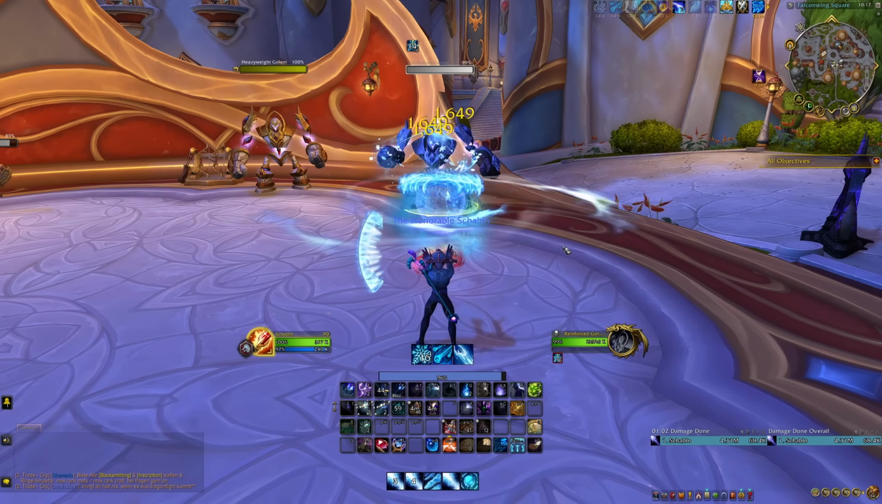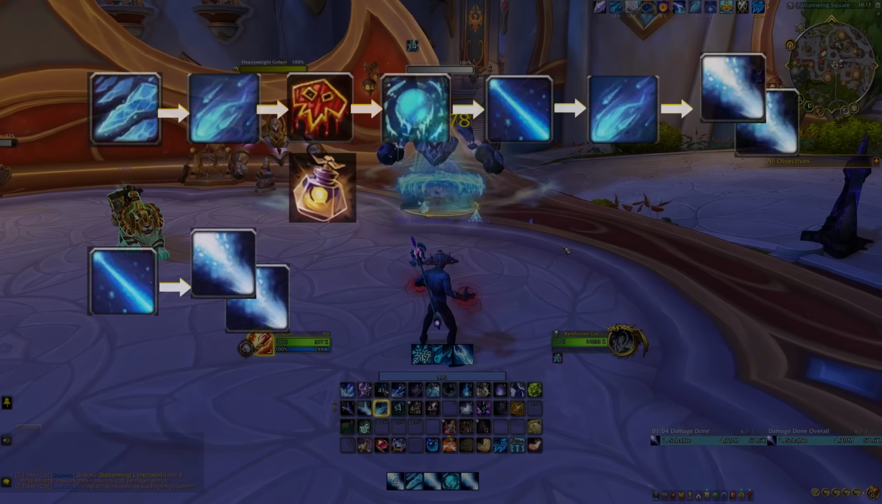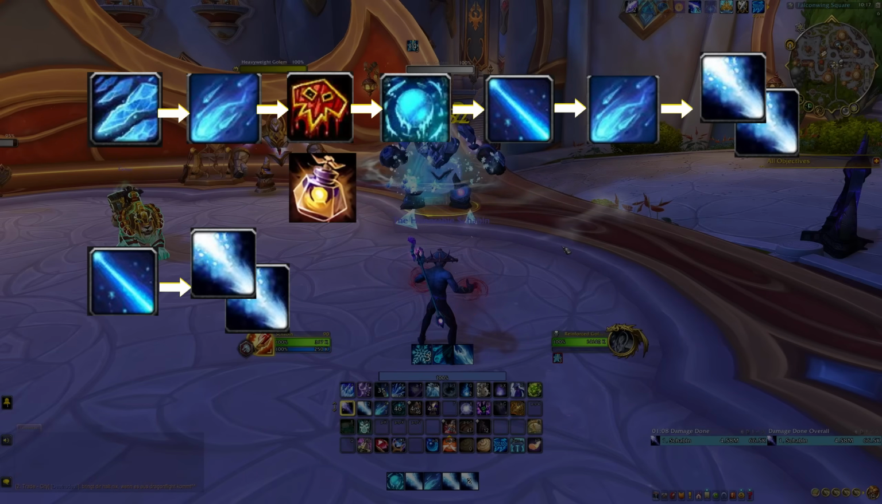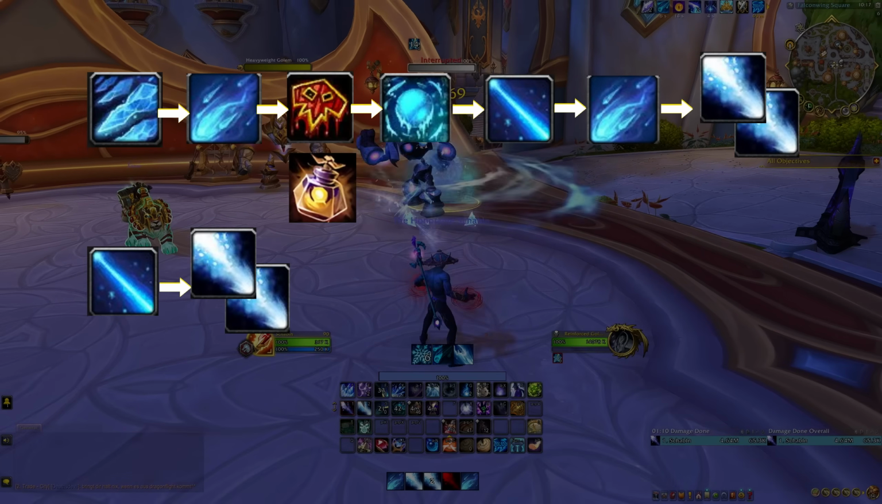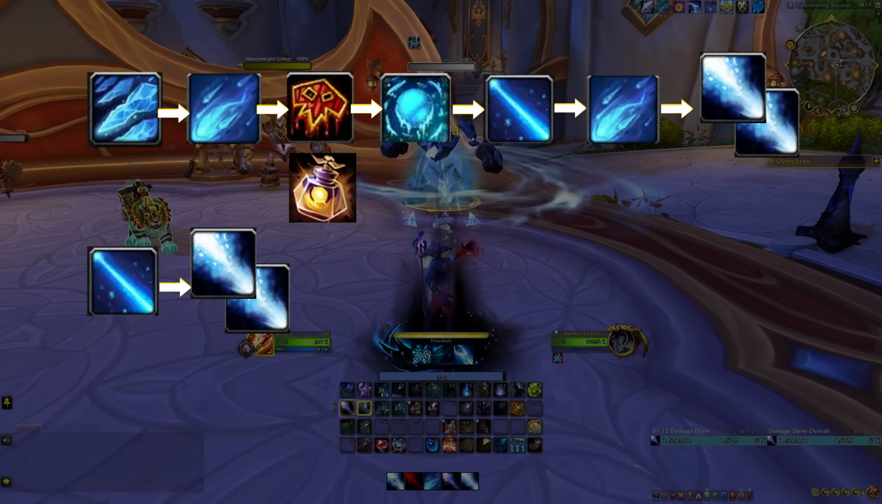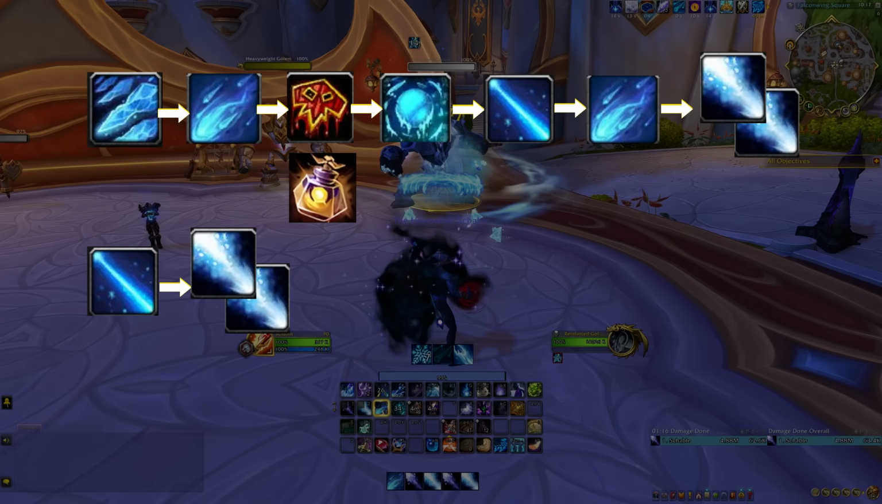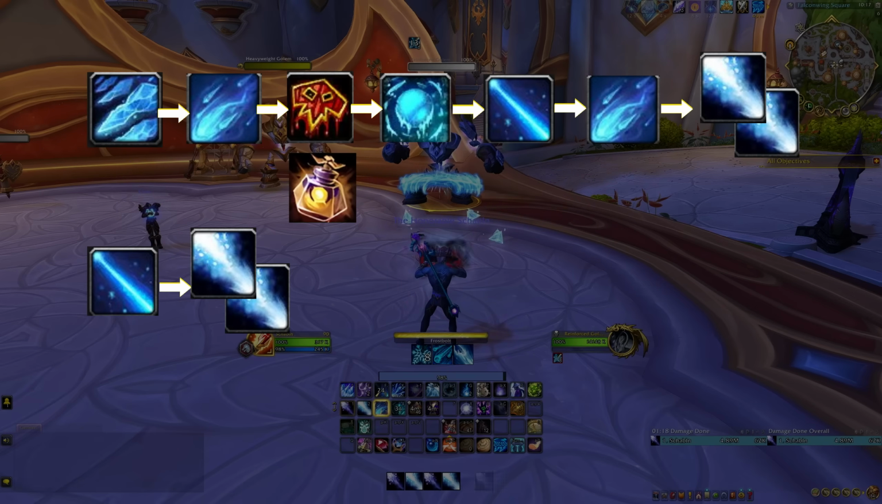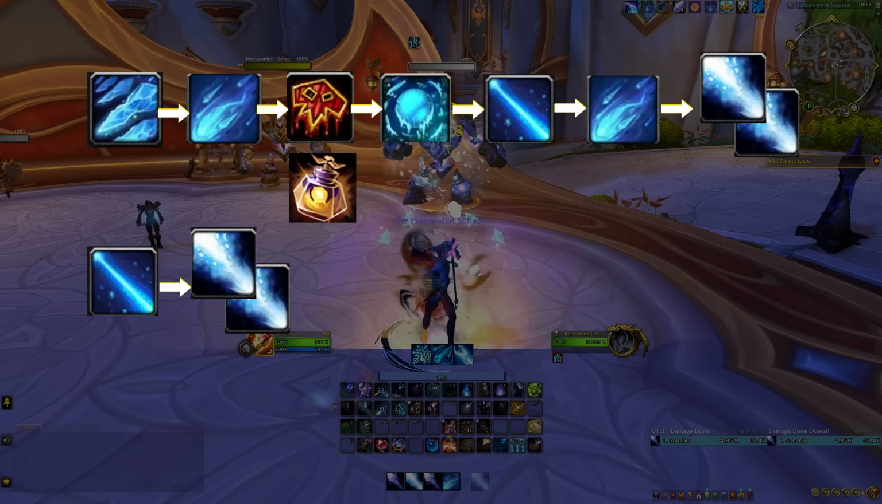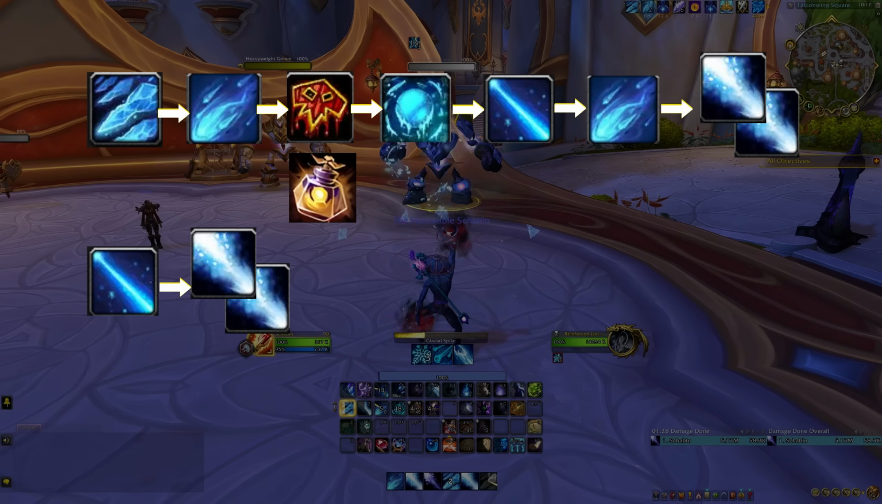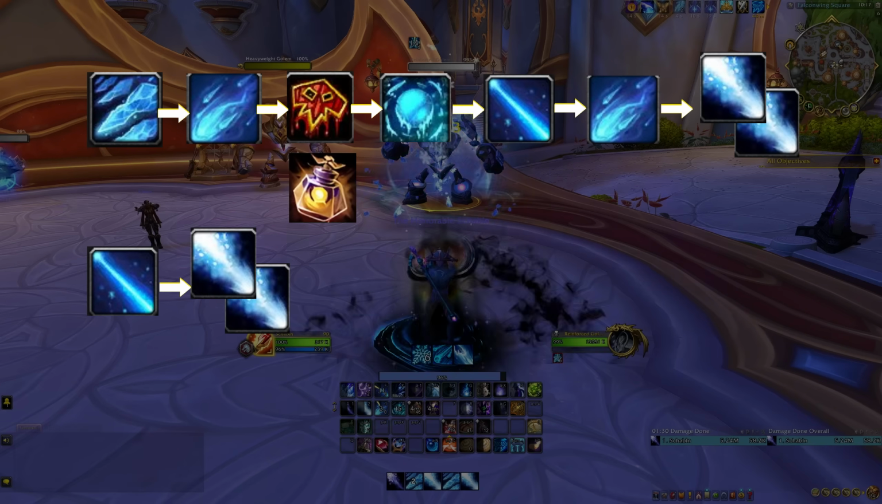So let's get started with the opener for single target. We always use Glacial Spike at the start because it is by default available. We queue that into a Flurry because we can just use one Flurry right away, since we will have a proc from the Frozen Orb anyway. Then we consume our consumables like pots, Bloodlust, or trinkets if you have them. Then you go Orb into Ray of Frost.